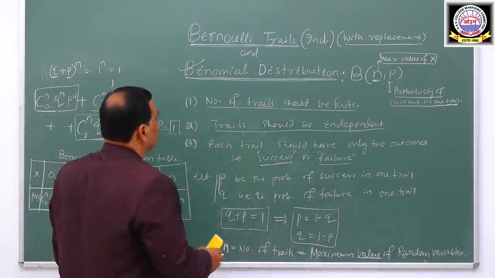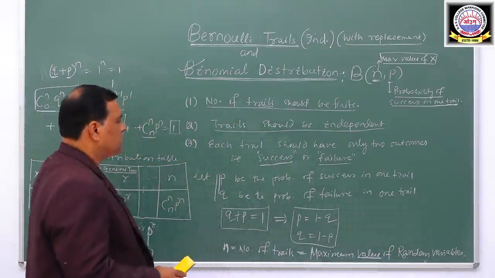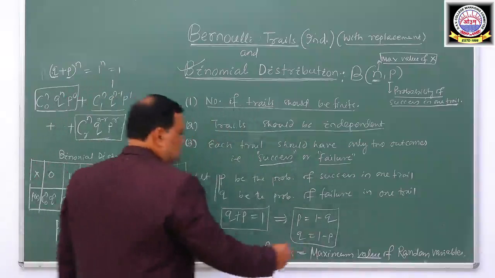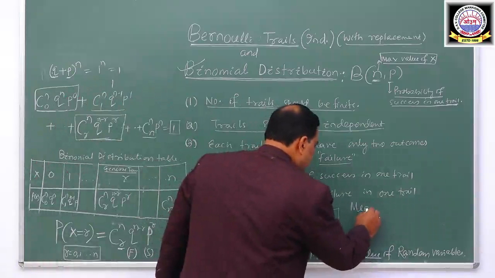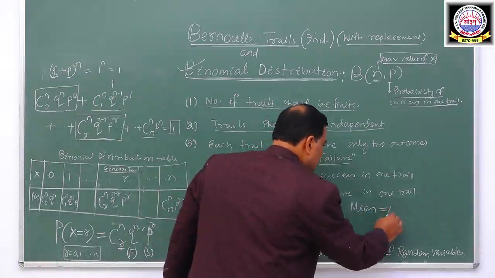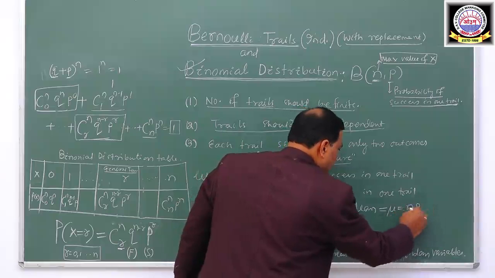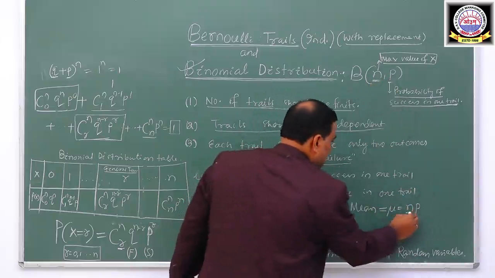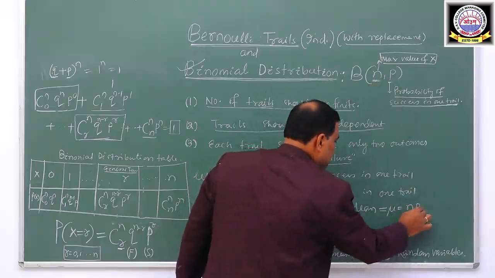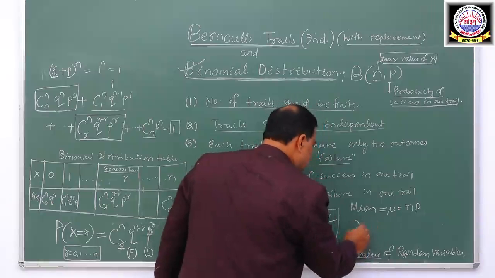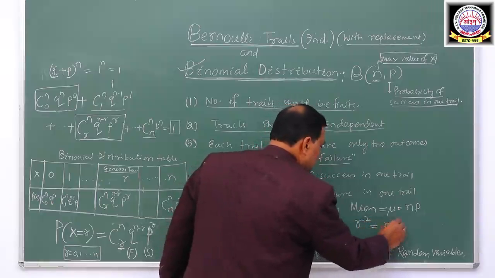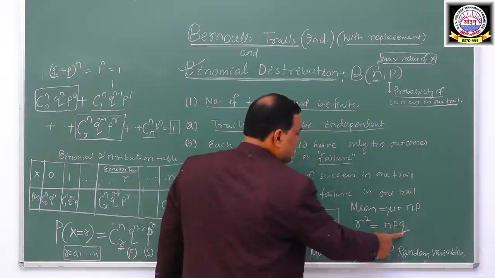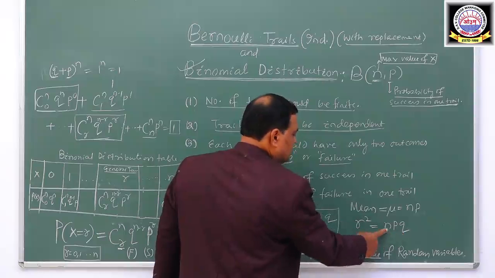So now I'm writing the mean of the binomial distribution. For the binomial distribution, mu is equal to np, number of trials times probability of one success. n into p is equal to the mean of the binomial distribution. This is very easy for you. Then variance equal to npq, where p is the probability of success in one trial, q is the probability of failure in one trial, n is the number of trials.